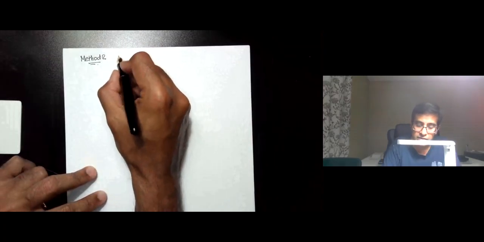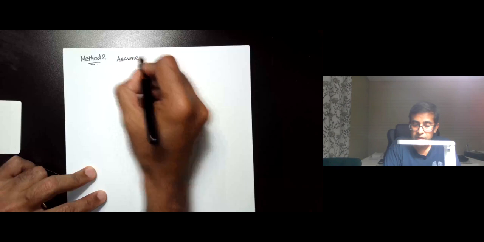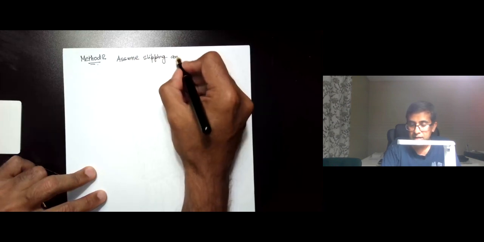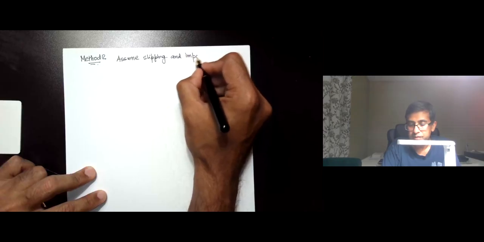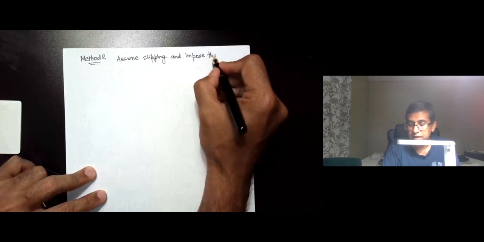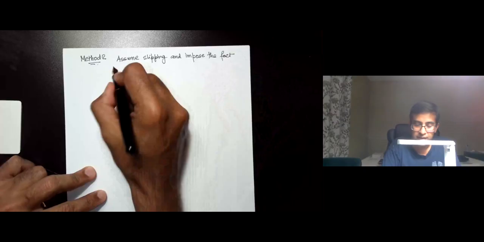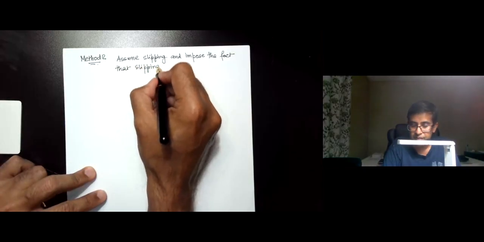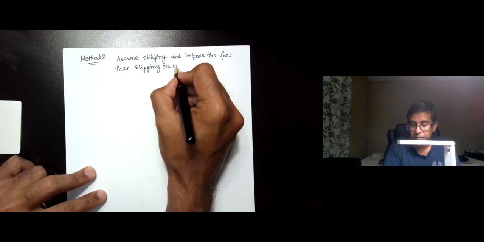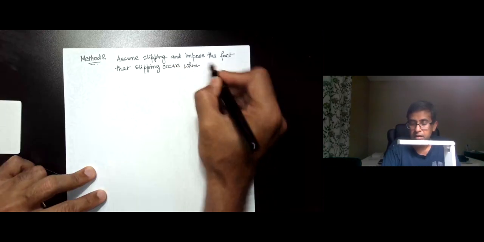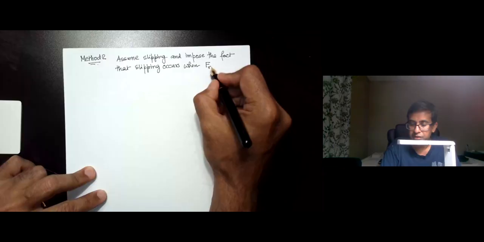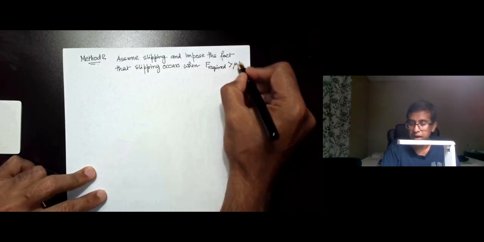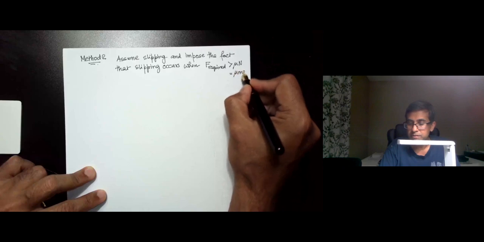So here, assume slipping, and impose the fact that slipping occurs when the required friction force is greater than mu N, which is equal to mu m g.